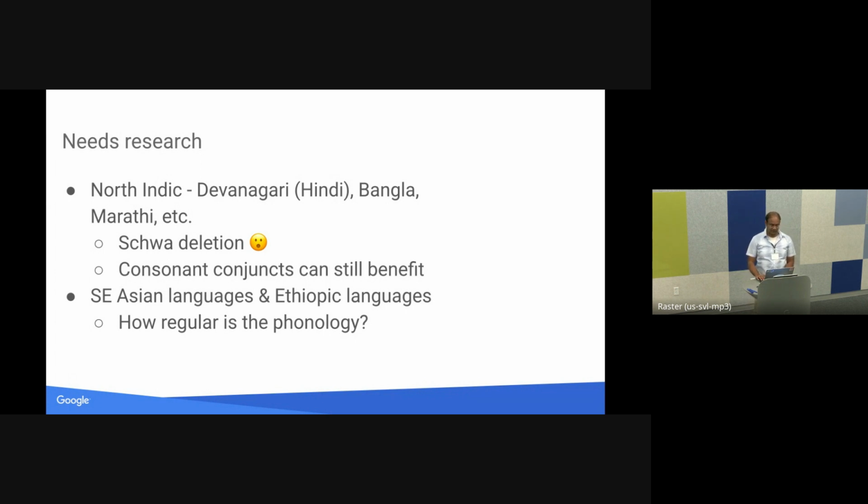Southeast Asian languages are related, and Ethiopic languages are also Abugidas. I don't know enough about them. I don't know how regular those are. So whether or not this extends to those definitely needs a lot more research, especially from someone who takes the time to understand it well. So I'm less sure about any of that.